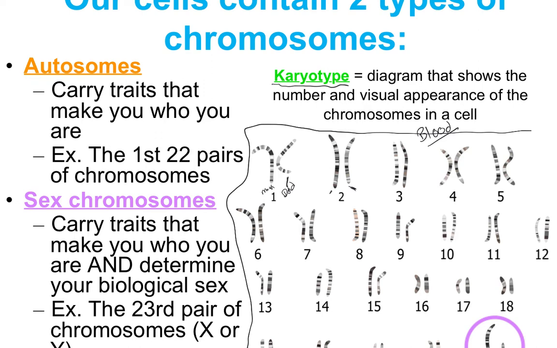coiled up, and they can get a picture of them so that they can look at them to make sure you have all 23 correct pairs. All right, so autosomes are just your general DNA that carry all of your traits. You have 22 autosomes, right? So the first 22 pairs are autosomes.